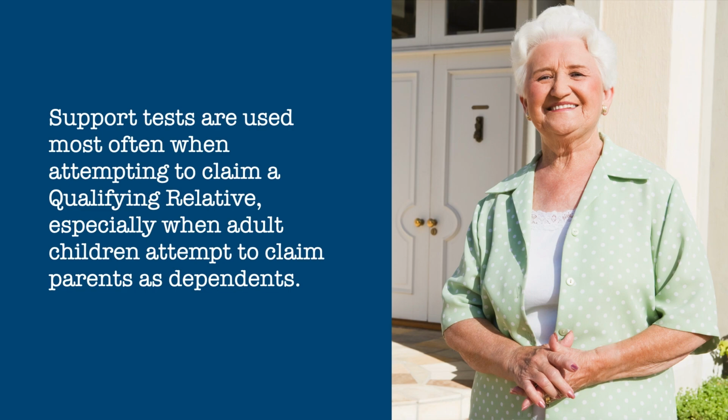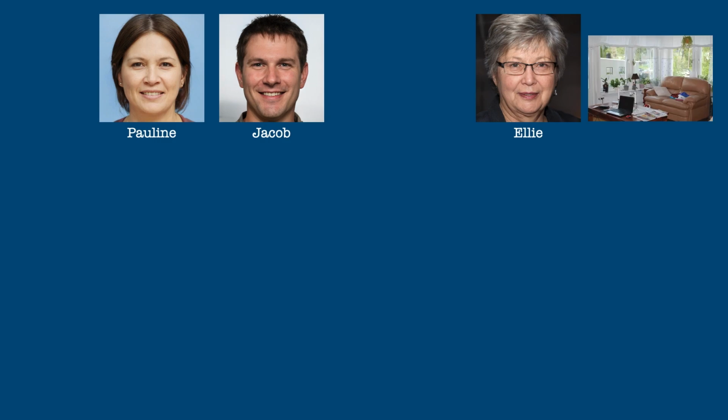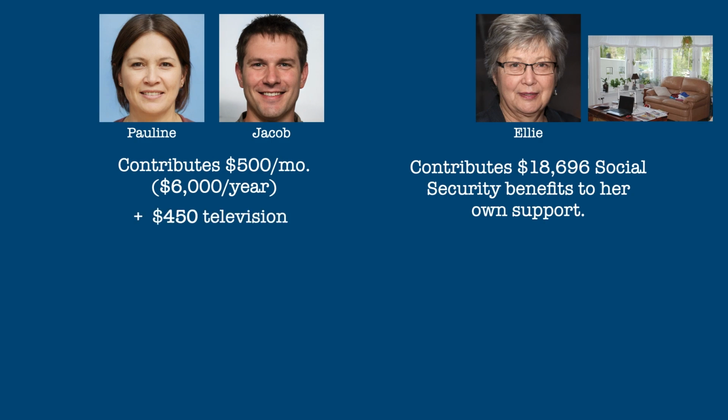Where support tests are used most often is when attempting to claim a qualifying relative, particularly when children attempt to claim parents as dependents. For example, Pauline and Jacob help support Pauline's mother, Ellie. Ellie lives on her own in a small apartment and she uses her entire $18,696 in Social Security benefits for her household and personal expenses. Pauline and Jacob send Ellie $500 per month to assist with her monthly expenses. In addition, they purchase a new television for Ellie for $450.